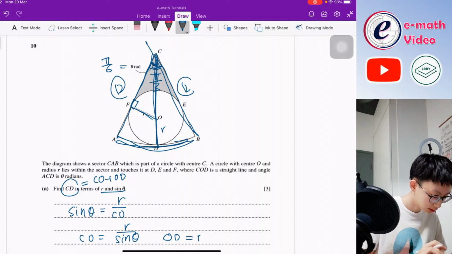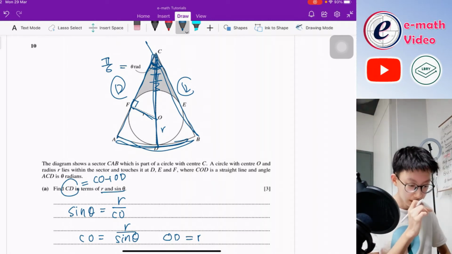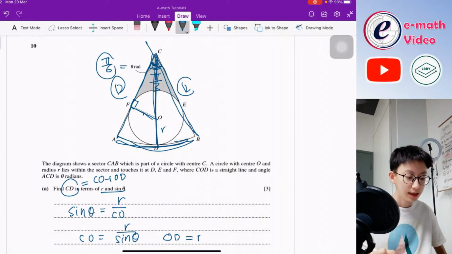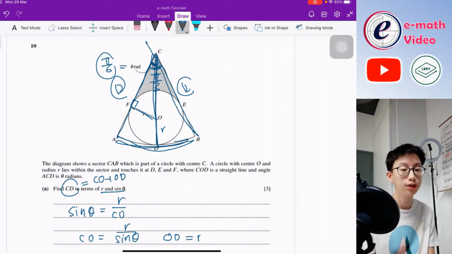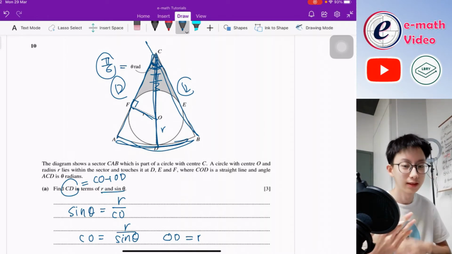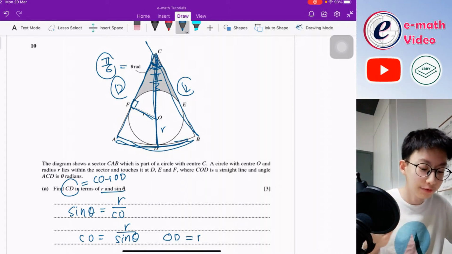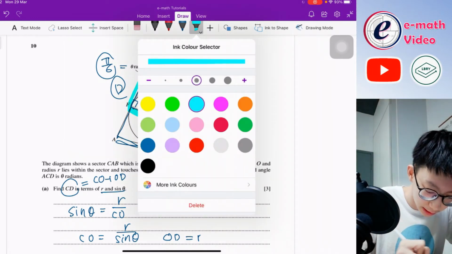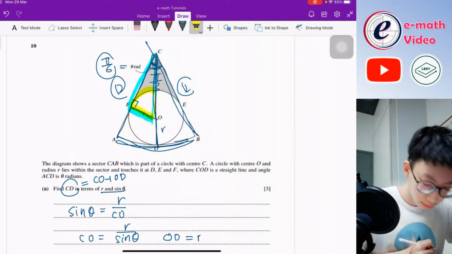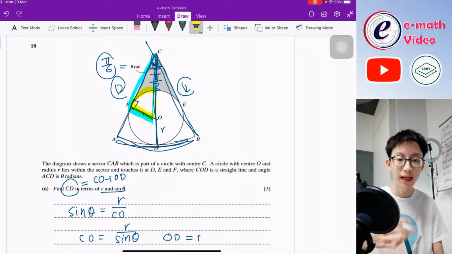Let me try something first. Yeah, I think because we already have a pi over 6 here, either cos or tangent of pi over 6 will give us a root 3. But in this case, if you just look at the geometry side of it, you want to find the area of the shaded region, then you can just use the area of this triangle minus the area of this sector, right? So what is the area of that triangle?